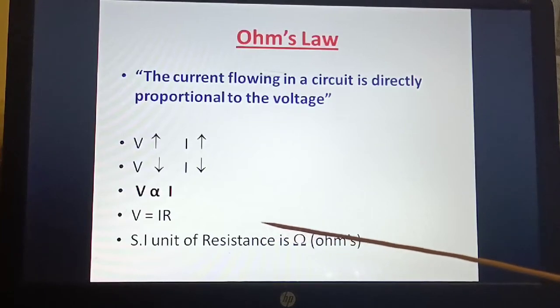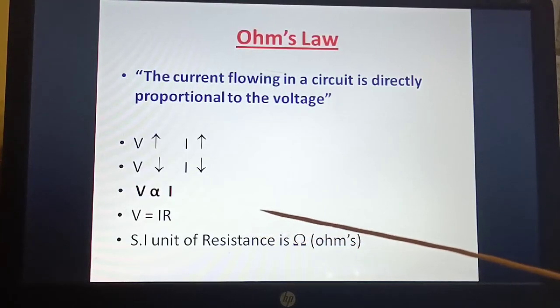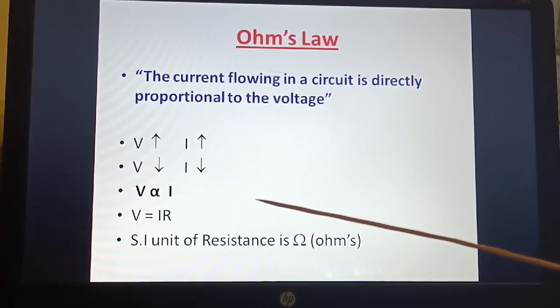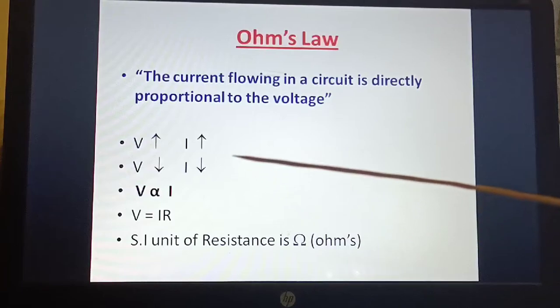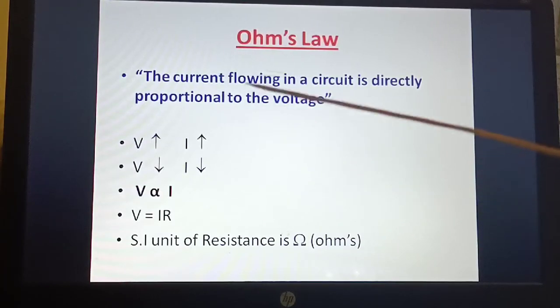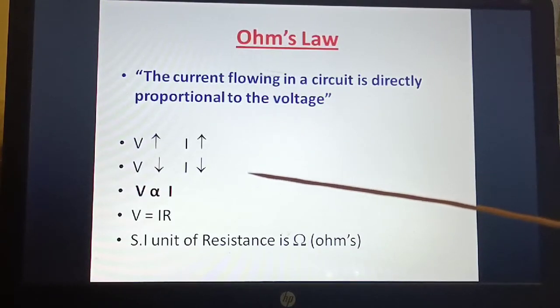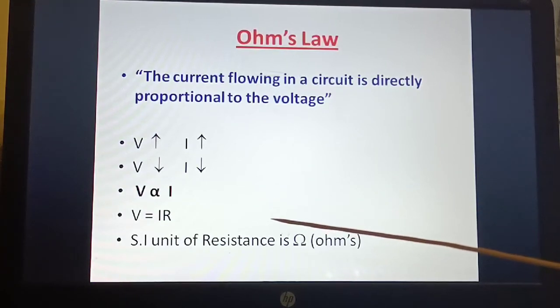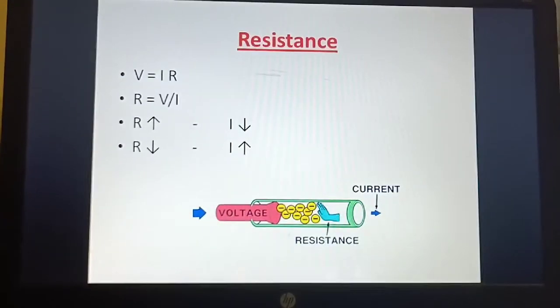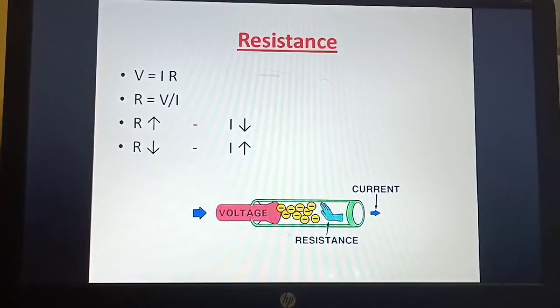Actually, current is directly proportional to voltage, but in your textbook it is given as voltage directly proportional to current because you have to draw the formula. So V is equal to I, and in order to remove the proportionality, you have added the proportionality constant, that is R, that is nothing but resistance. So today we'll see what is resistance.